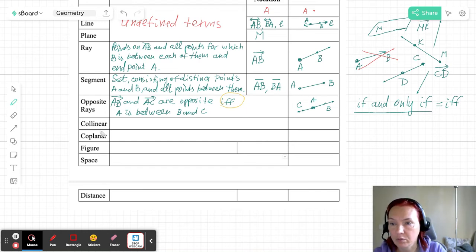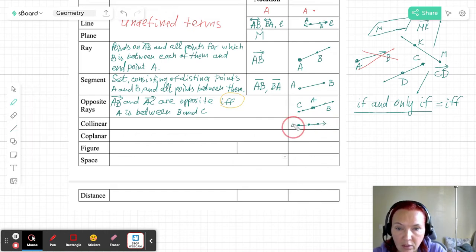All right, next term is collinear. Three or more points are collinear if and only if they are on the same line. So if I have my three points going like this, you can see they're not collinear. I cannot draw a line through those. However, if I were to draw my three points like this, now I can draw a line through those three points, and those three points are going to be collinear.